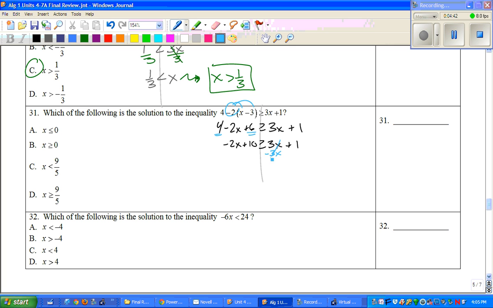I want my variable on the left side. So that's the only thing that we changed. Get the x by itself. And then the last step is to divide by -5.